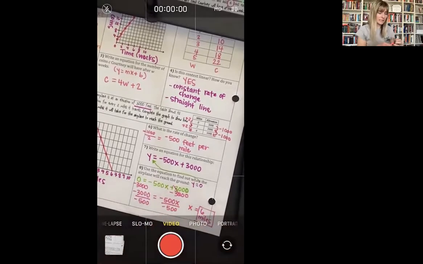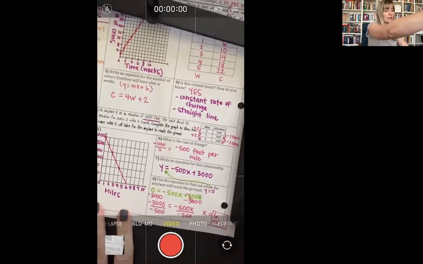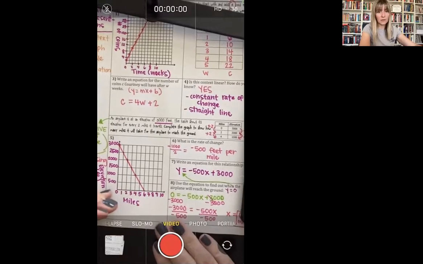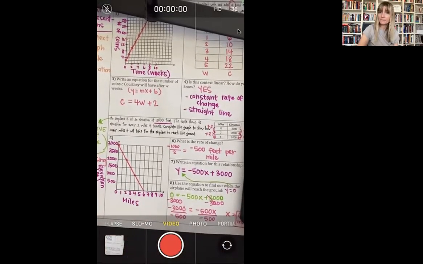And see how this connects. It asked me to use the equation to find that. I could have also seen that in the graph here. I can see that elevation 0 down here on the graph is happening at 6 miles.